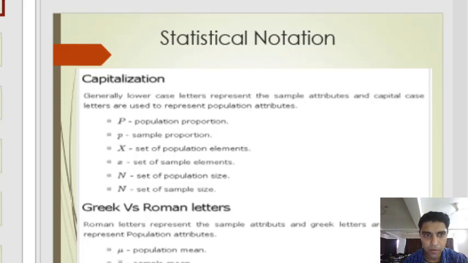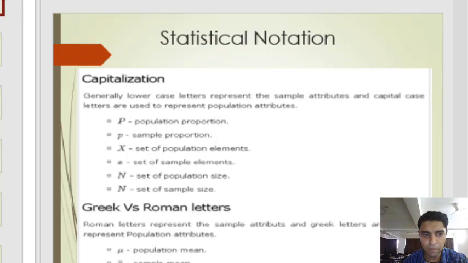Capital P is for population proportion, small p is for sample proportion, capital X is the set of population elements, small x is the set of sample elements, capital N is for population size, and small n is for sample size.